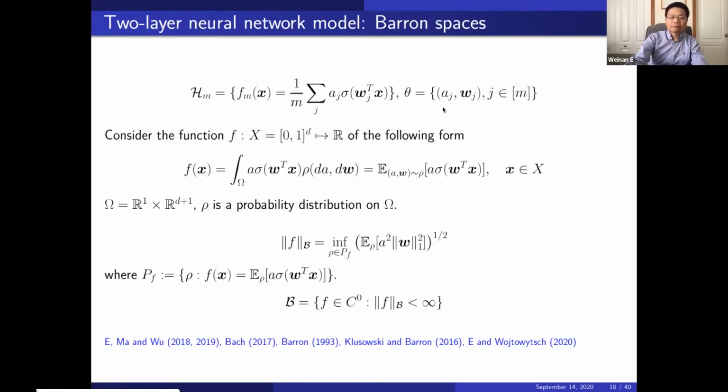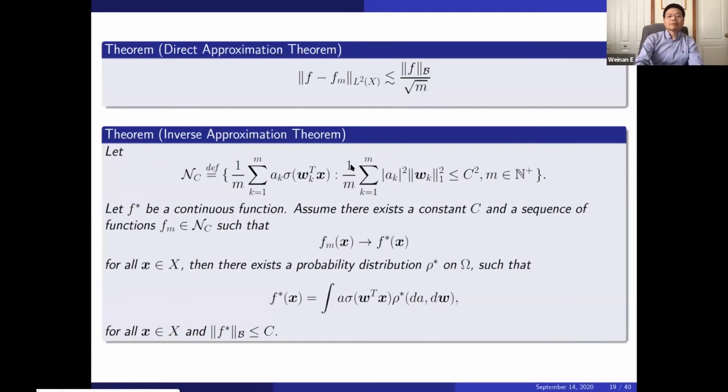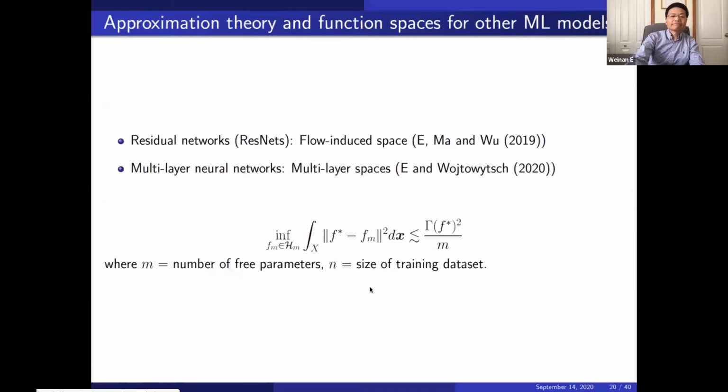So the idea here is that the Barron space replaces the reproducing kernel Hilbert space for two-layer neural networks. The reason we say that is that, again, we have both a direct and an inverse approximation theorem. If a Barron norm is finite, then the function can be approximated by two-layer neural networks with this kind of accuracy. Conversely, if a function can be approximated by two-layer neural networks with the coefficients being bounded, then that function has to be in the Barron space, and the Barron norm has to be finite.